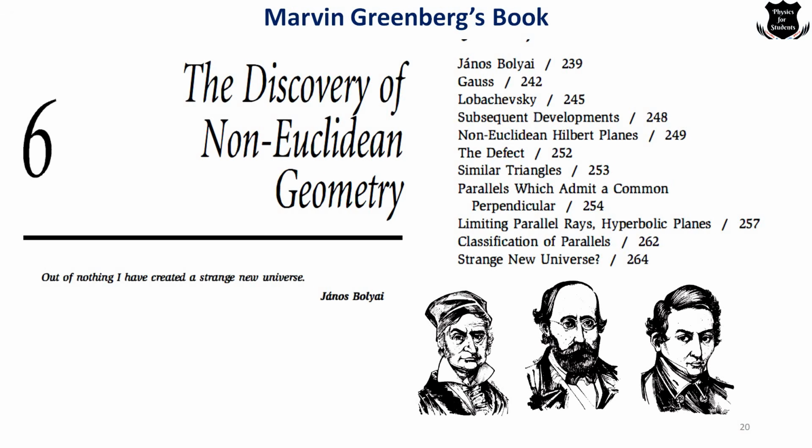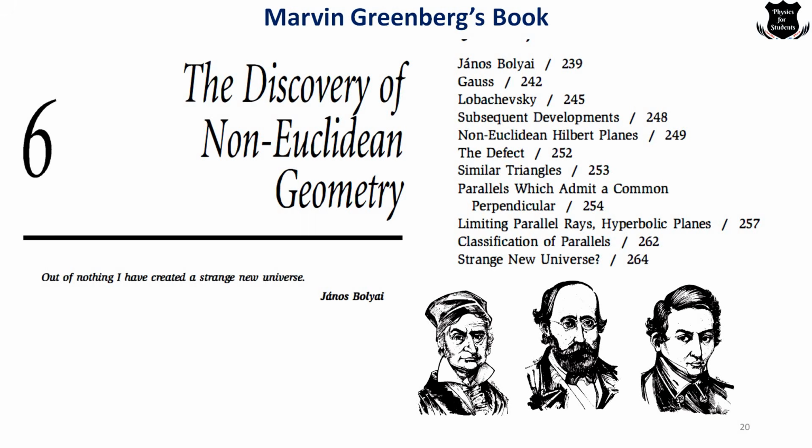Then you move into the discovery of non-Euclidean geometry. As you can see, the figures of Gauss are there, Riemann, Bolyai, and all the discoverers of non-Euclidean geometry. And I can tell you this is a very famous statement written by János Bolyai. His father was Farkas Bolyai. "Out of nothing, I have created a strange new universe."